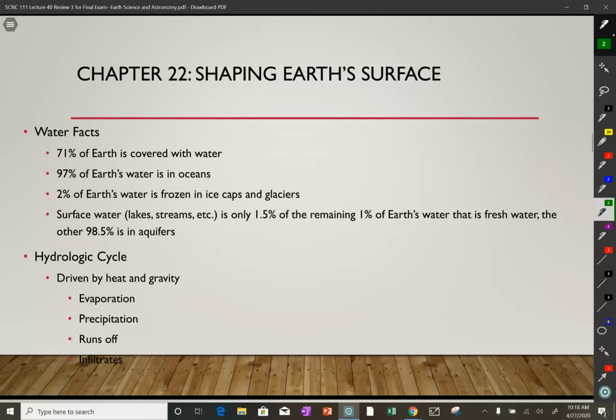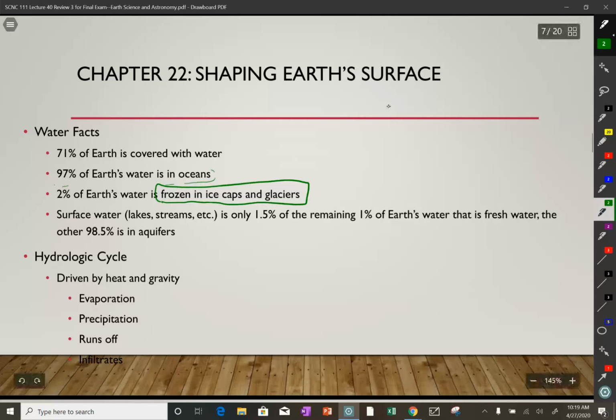Now, the Earth's surface is largely dominated by water. And so 71% of the Earth is covered with water, mostly oceans, right? 97% of Earth's water is in oceans. So the vast preponderance of our water is in oceans. And of the remaining 3%, 2% of the Earth's water is frozen in ice caps and glaciers. So it's not really available to us for drinking water or swimming pools or anything.